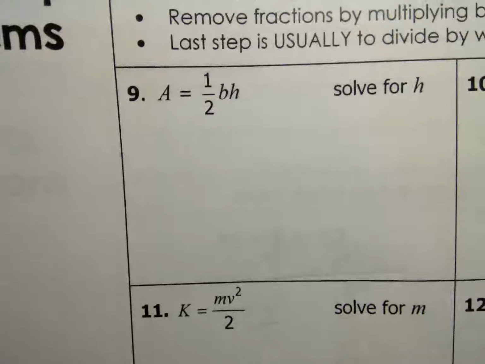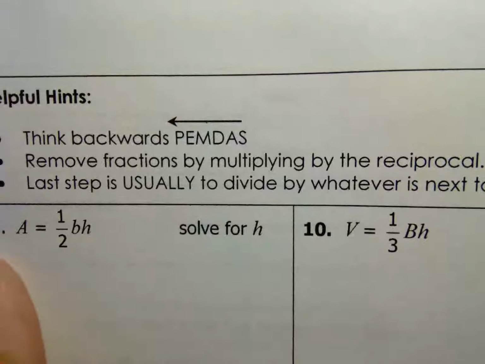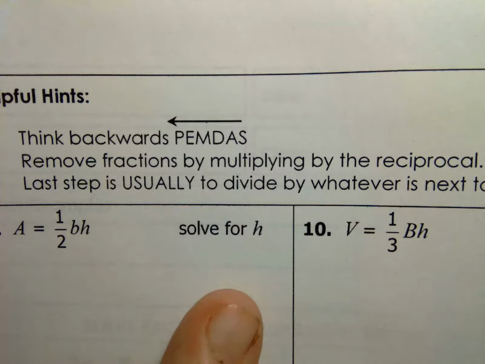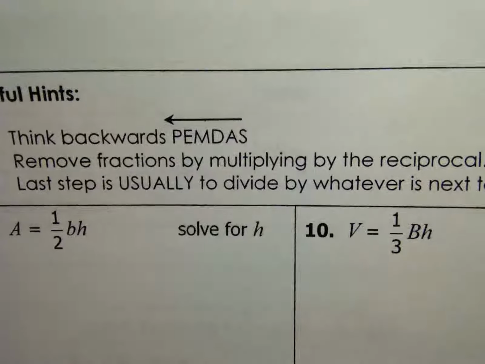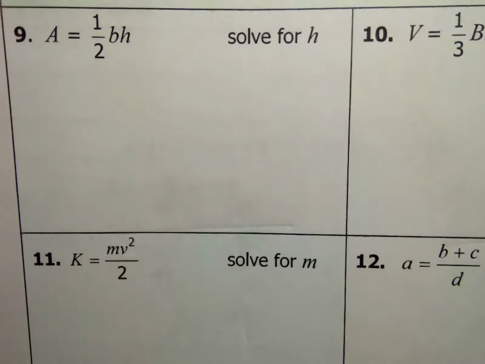Okay, so now, as the directions say, we're thinking backwards. All you're doing is undoing. And so these are just helpful hints, but it's just trying to get it all by itself. Okay.